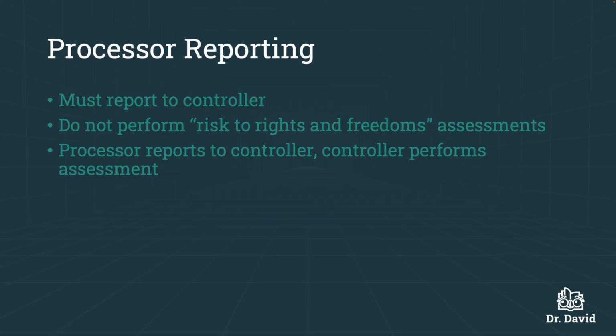Our final note here concerns processor reporting. Remember, processors must report to the controller. We discussed just a moment ago reporting to regulators what the intended consequences or impact are. Processors won't do this. It is the controller's responsibility to perform the risk to rights and freedoms assessment. And again, remember, the processor reports to the controller and the controller performs the assessment.